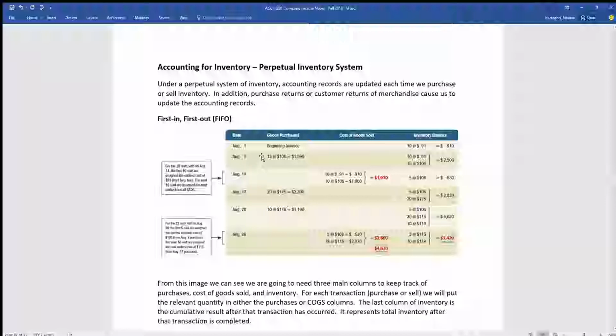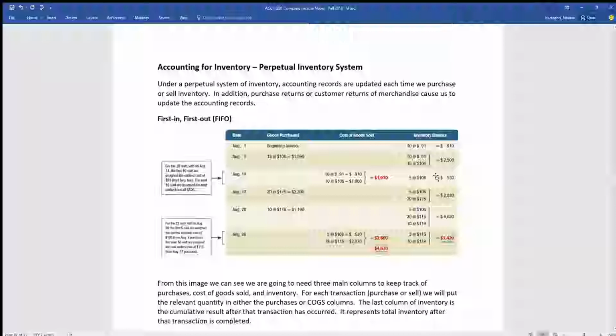Starting on August 1st, we have a beginning balance in inventory. This is usually what's happening at the end, but say we just purchased inventory. We purchased 10 units at $91. So we have 910. This came over from last month. On August 3rd, we decide to buy an additional 15 units at 106. That equals 1590. Notice inventory balance.